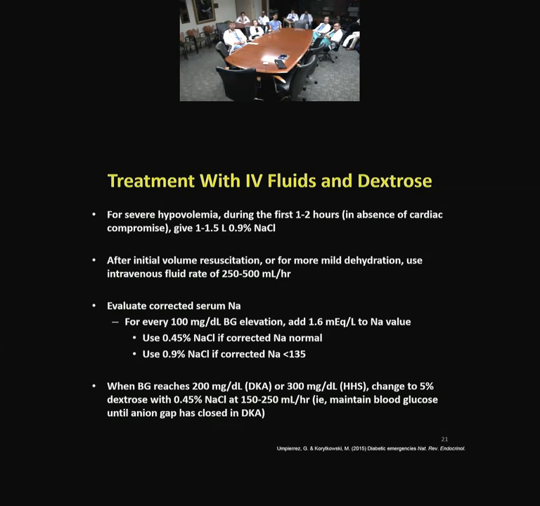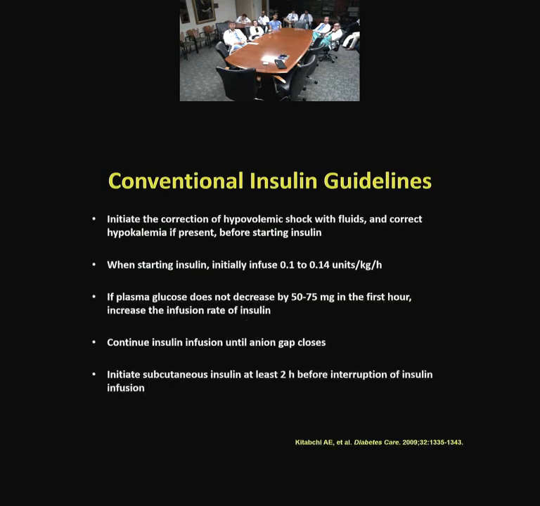And then when the blood sugar reaches 250 or 200 or 300 in HHS, then you change to D5 half normal. And so again, correct the hypokalemia, start the fluids, and then you start the insulin. And then you should see in the first hour a drop of blood sugar of 50 to 75 milligrams, and if it does not, then you can increase the rate, especially in people that are a little bit more heavy, and continue the insulin infusion until the anion gap closes.